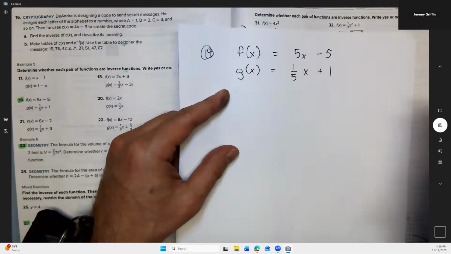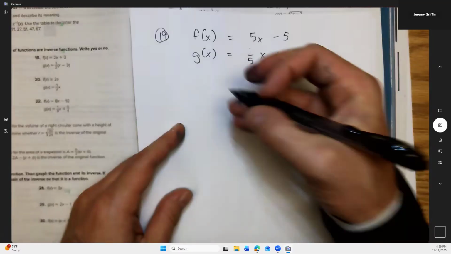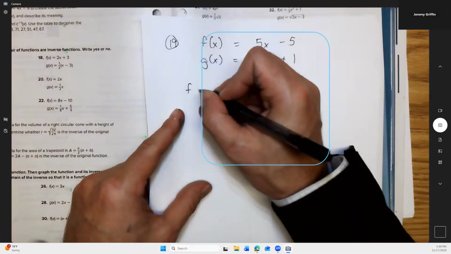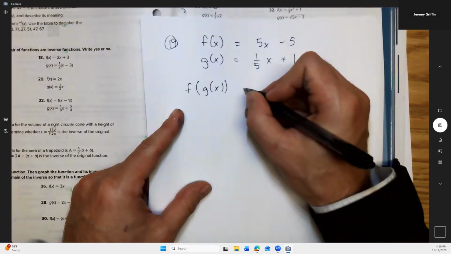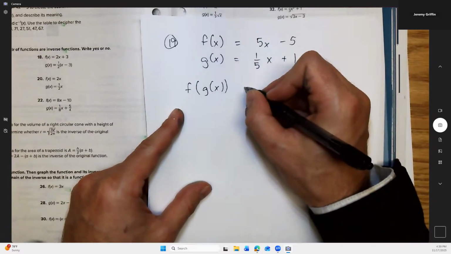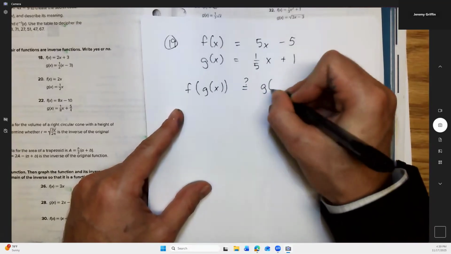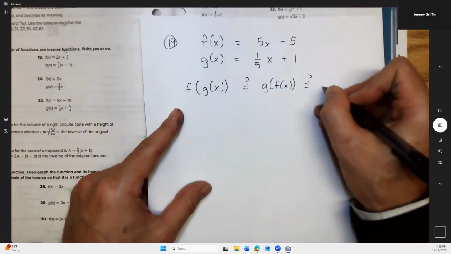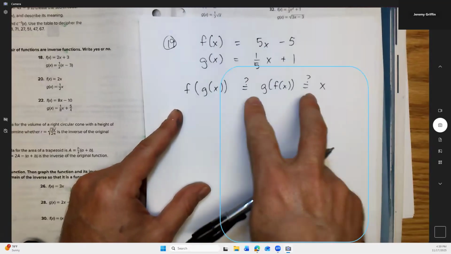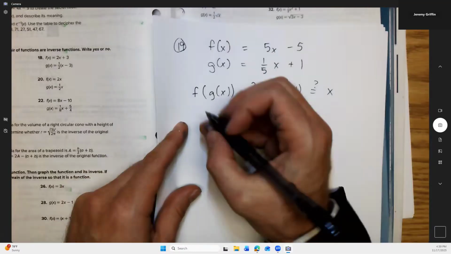Now the examples we were doing from the book, I showed you some that worked, but then a couple of them did not. That was a little disappointing, but we're going to find out. So is f of g of x equal to g of f of x, which should just be equal to x? This is our test. If this is true, then these are inverses. And if it's not true, then they're not. So let's try it.